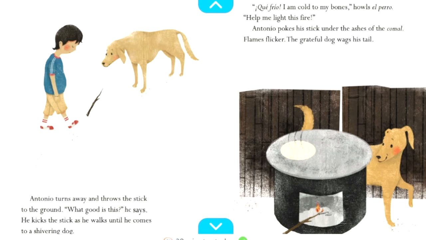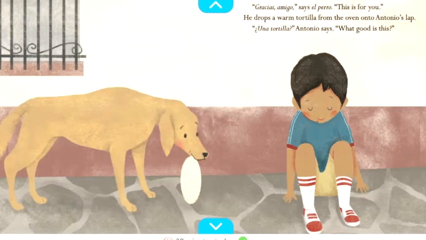He kicks the stick as he walks until he comes to a shivering dog. Que frío, I'm cold to my bones, howls El Perro. Help me light this fire. Antonio pokes his stick under the ashes of the comal. Flames flicker. The grateful dog wags his tail. Gracias, amigo, says El Perro. This is for you. He drops a warm tortilla from the oven onto Antonio's lap. Una tortilla, Antonio says. What good is this?